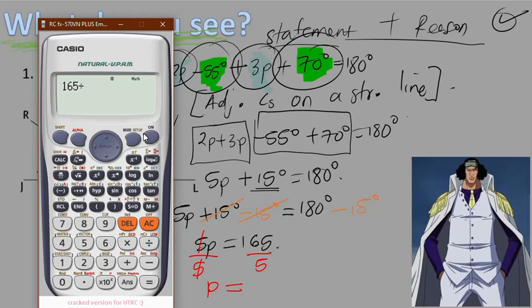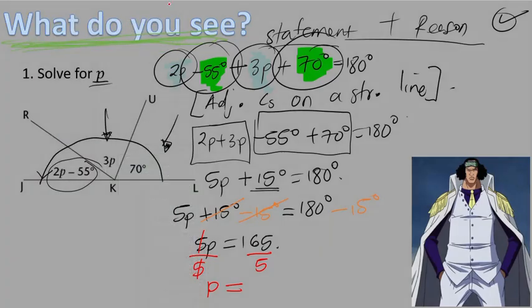165 divided by 5. How much is that? 33 degrees. So I'm going to say this is 33 degrees. Here's a mark there. Show all the steps. Follow everything that you're supposed to do. Okay. Now, next question.